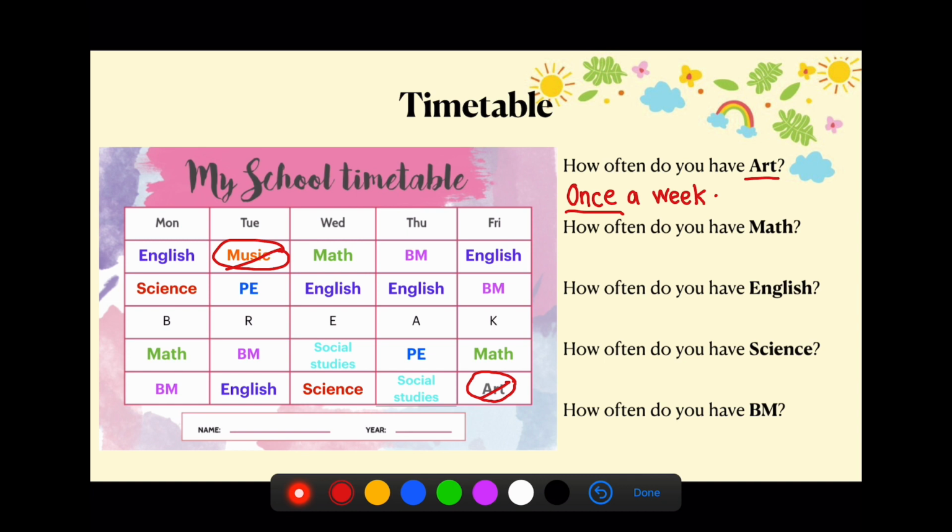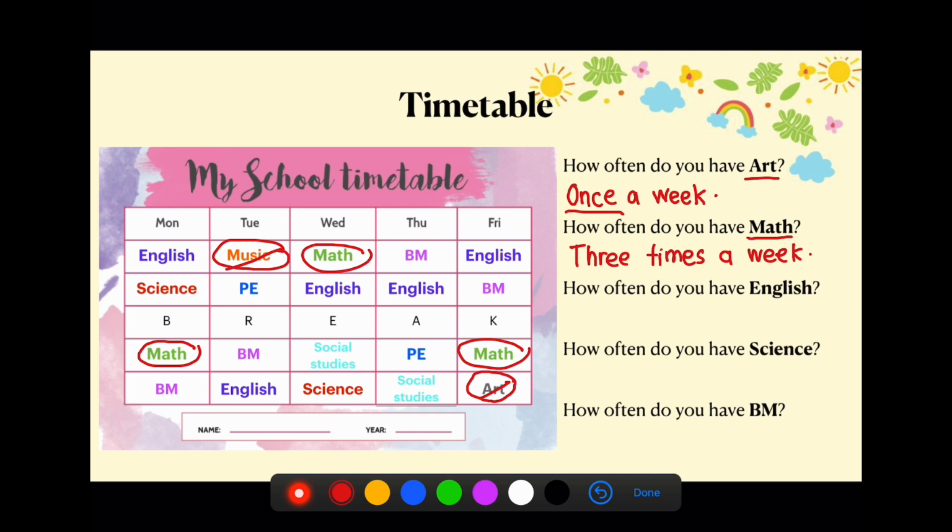How often do you have math? Okay, let's look at math. Math, here, the green color. 1, 2, 3. So we have 3 times a week. Okay, math is 3 times a week.